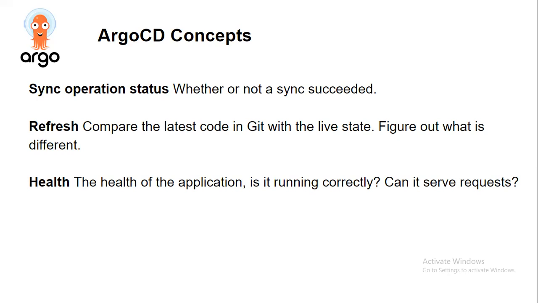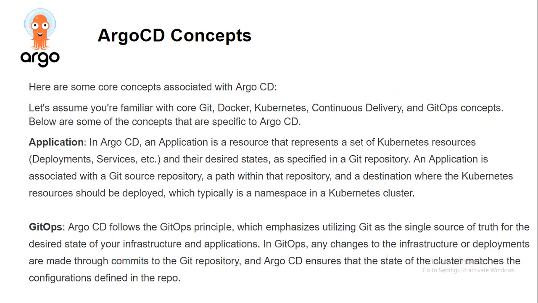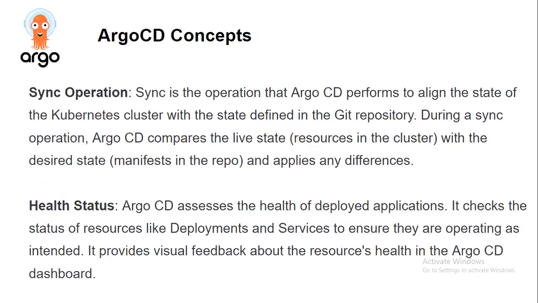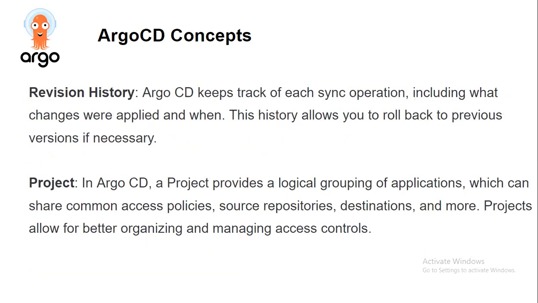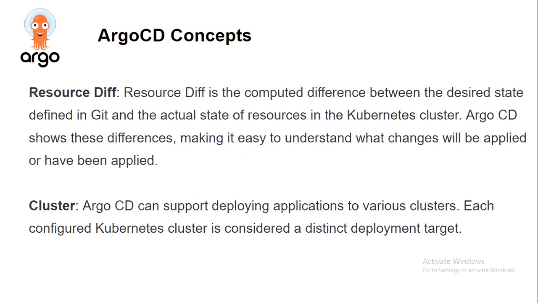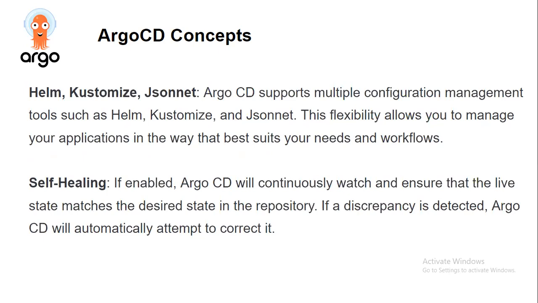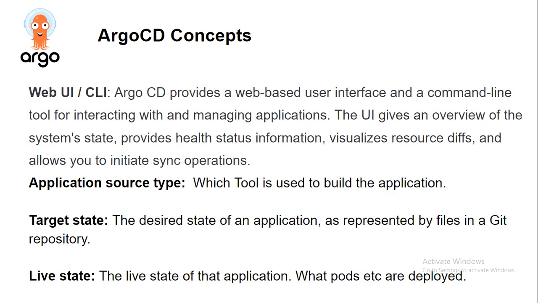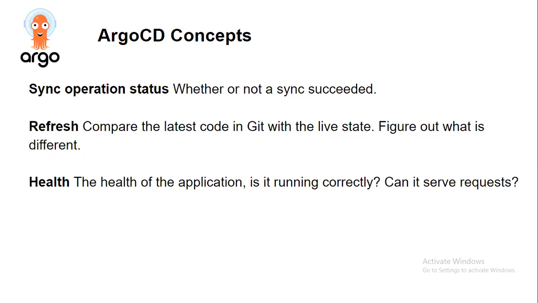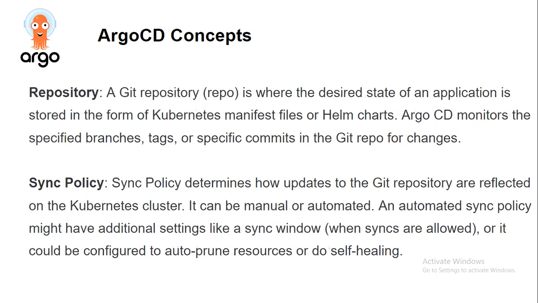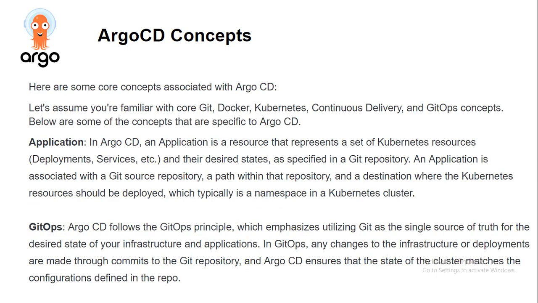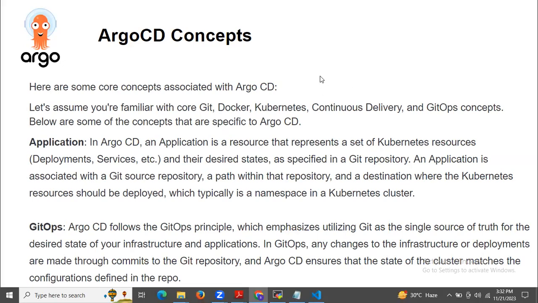So those are the Argo CD concepts. We have learned multiple Argo CD concepts like application, GitOps, repository, sync policy, sync operations, health status, revision history, project, resource difference, cluster, Helm, Kustomize and Jsonnet, self-healing, then web UI or CLI. After that, we learned application source types like target state, live state, sync operation status, refresh, and health. So in this session, we have learned Argo CD concepts. Thank you for watching, and I hope you understand.